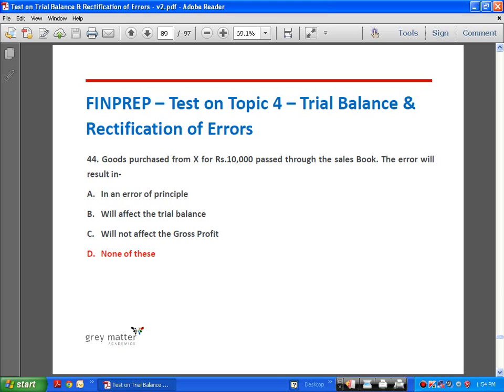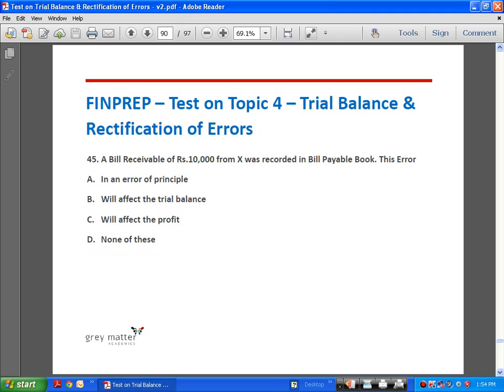It will affect the trial balance? It will not affect the trial balance because the error has been made in the source. Error has been made in the book of prime entry itself. So it will not affect the trial balance. Statement C, will not affect the gross profit, is a wrong statement because it will affect the gross profit. It will artificially inflate our gross profit because a purchase has been shown as a sale. So answer is none of the above.